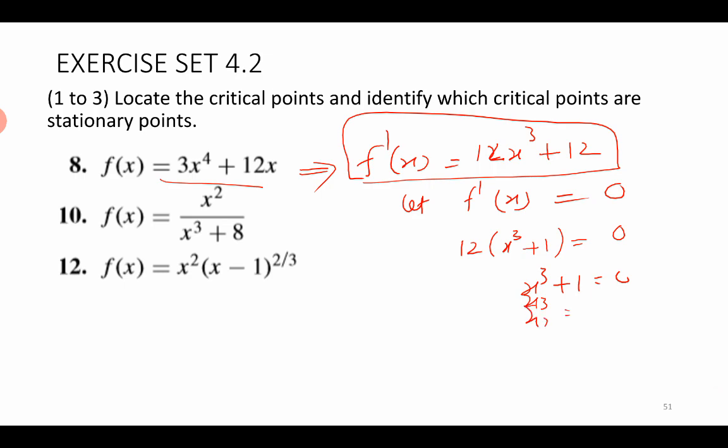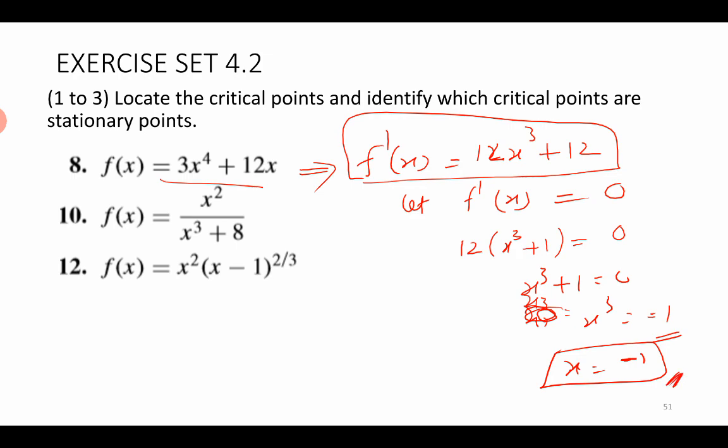X cube is negative 1. So one of the roots of this equation is negative 1. X is negative 1 is the only real root of this equation. The other two roots are complex roots. So x is negative 1 is the only critical point.